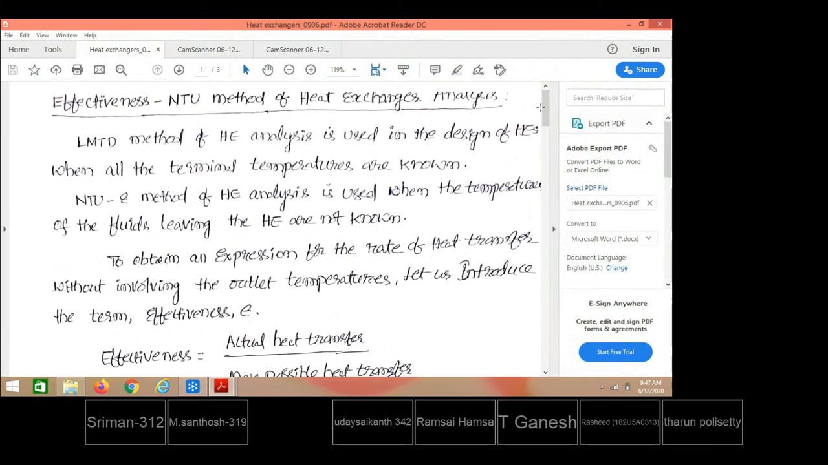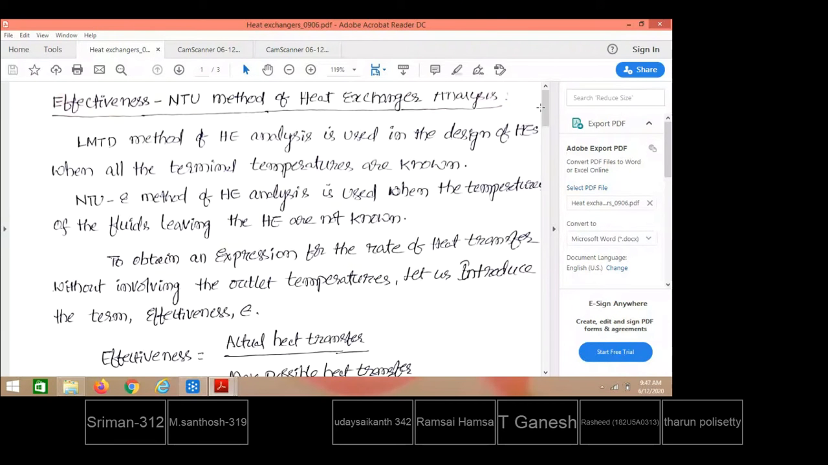The LMTD, logarithmic mean temperature difference, that we have discussed, is applicable only with regard to the heat exchanger when all the terminal temperatures are known, or all the inlet and outlet temperatures with regard to the hot and cold fluids are known. We go for using this method for the heat exchanger analysis.